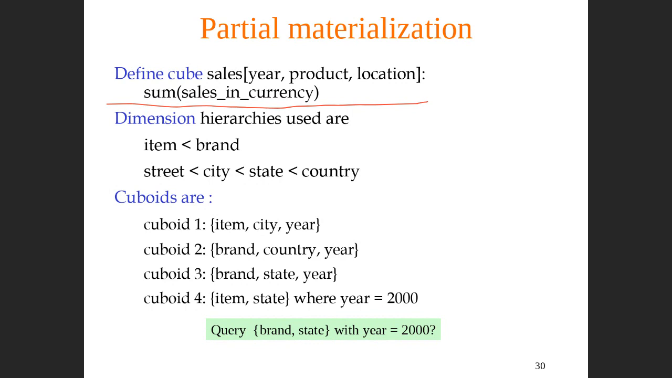Recall how many total cuboids there should be. Since we have a single-level hierarchy, 2 to the power 3 equals 8 cuboids should be there. But we are using partial materialization, which means we will prune them. Based on the pruning, we find these 4. Moreover, we also have dimensional hierarchies. What are the dimensional hierarchies?